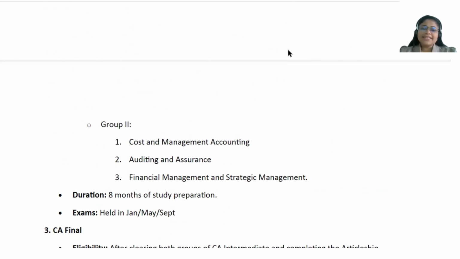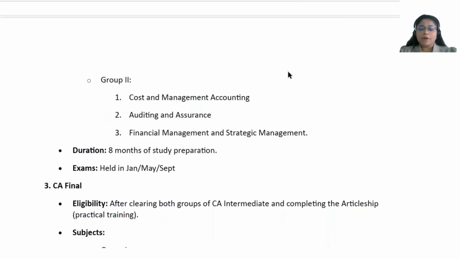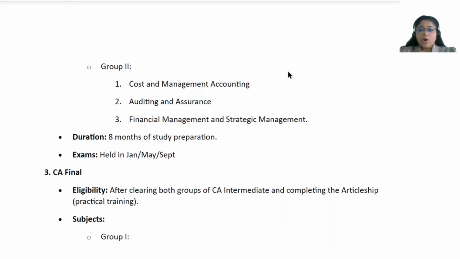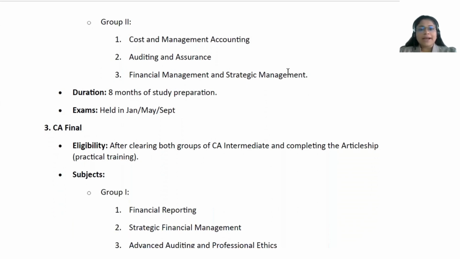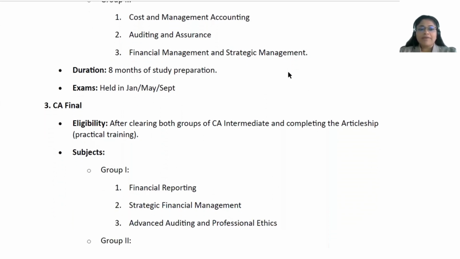As well, these exams are also held 3 times in a year, in the months of January, May and September. Once you clear your intermediate, you can apply for practical training, which is also called articleship training, for a period of 2 years under a recognized practicing chartered accountant in India. Or you can also go for industrial training. So after clearing 2 years of practical training, you can enroll for CA Final.